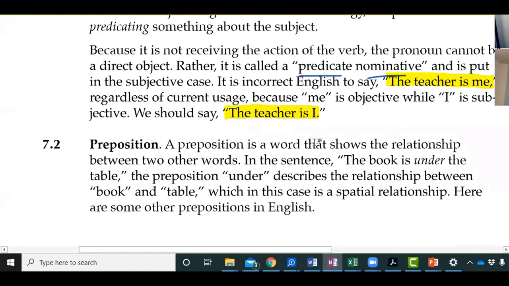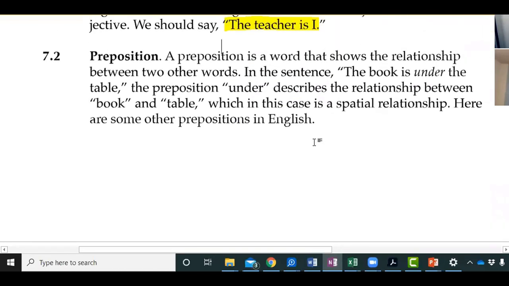Let's talk about prepositions here. We're still just dealing with English, and we're trying to develop a good grammatical vocabulary for analyzing what we're going to analyze in Greek. A preposition is a word that shows a relationship between two other words. In some linguistics books, prepositions are referred to as relationals. Nouns are called nominals, and prepositions are called relationals, because they establish relationships between two words.